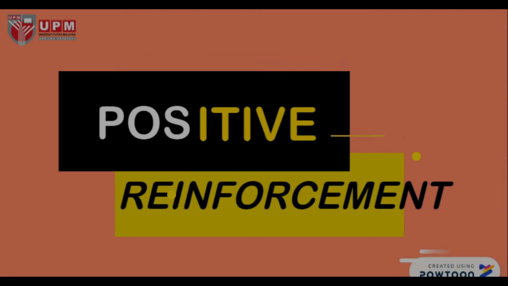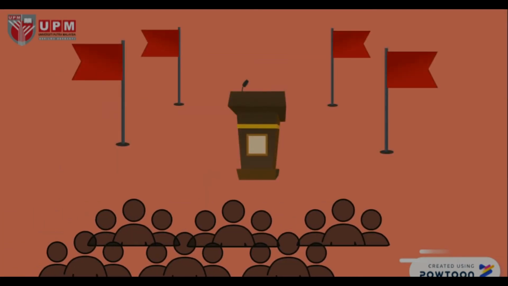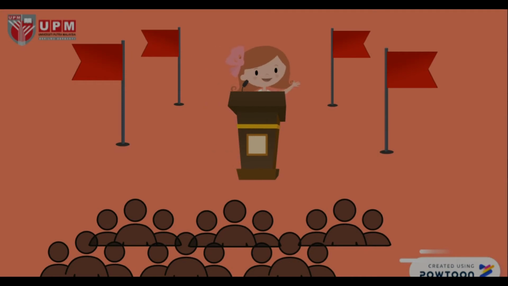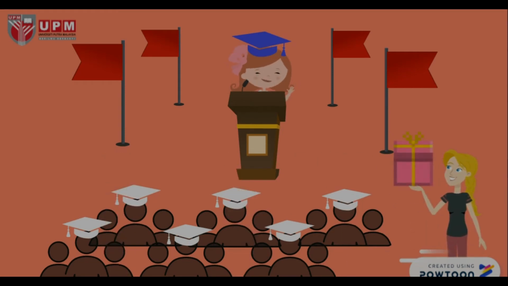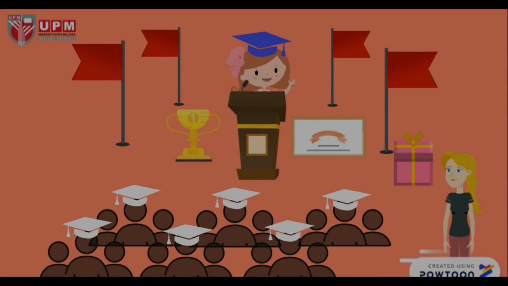Positive reinforcement is when one gets rewarded for a certain kind of behavior. With this, the probability of continuing good behavior increases. For example, when a mother gives the girl a present for her good achievement, this will cause the girl to achieve more.